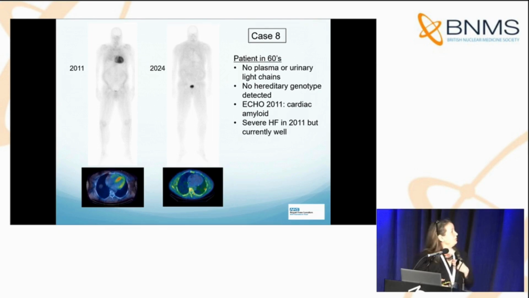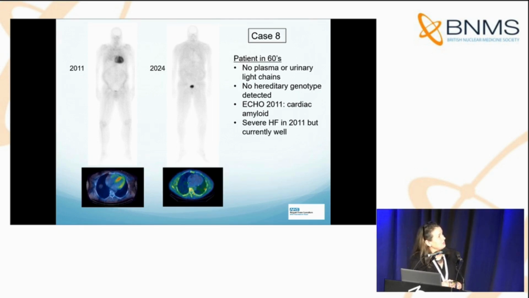Okay, this is the final case. So this is one of our patients who had a DPD scan back in 2011, and you can see here that we've got quite marked uptake. This is his scan in 2024. No cardiac uptake.